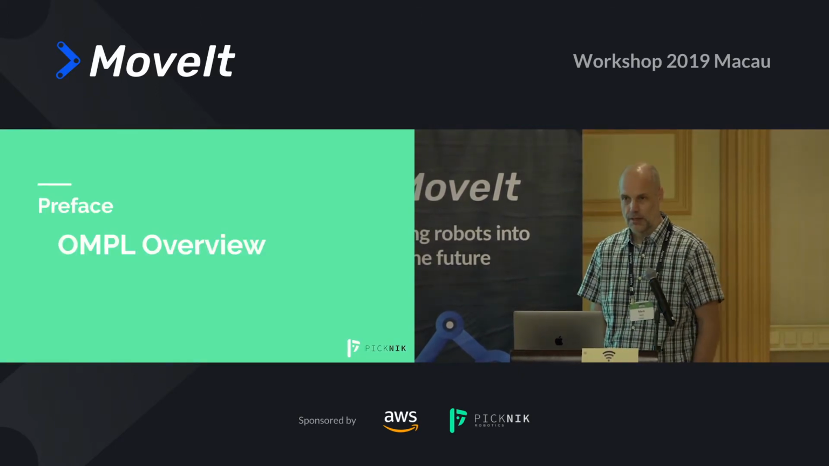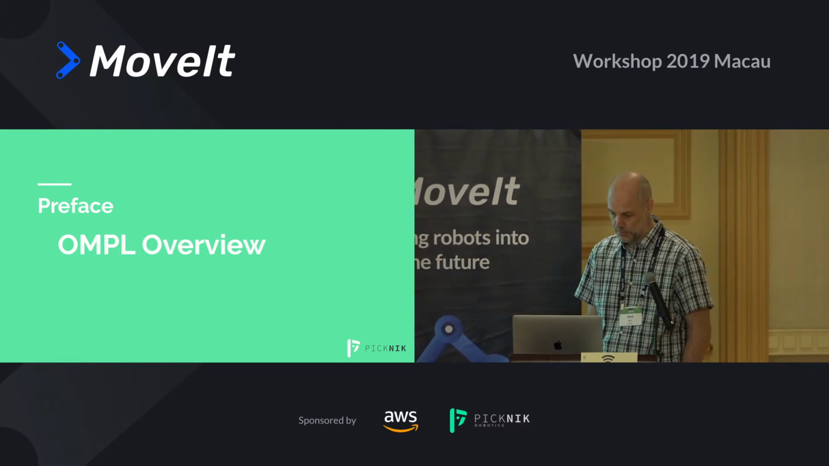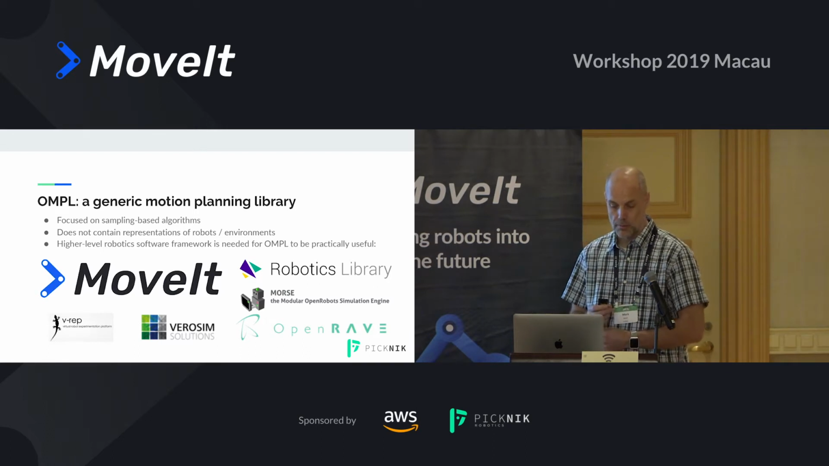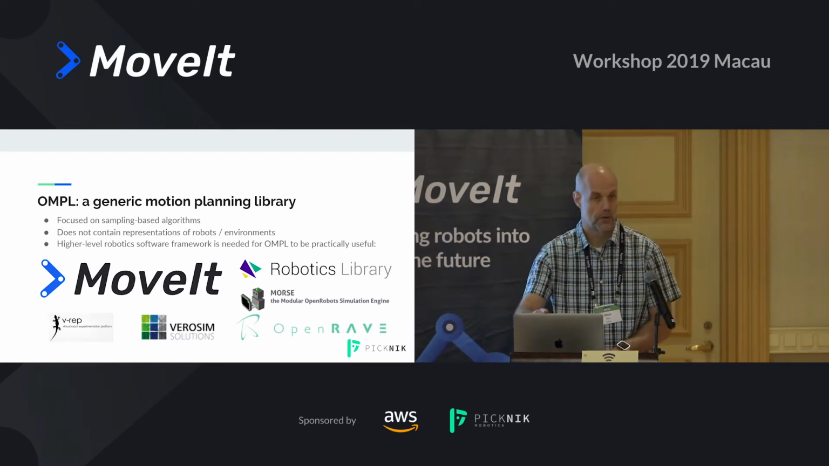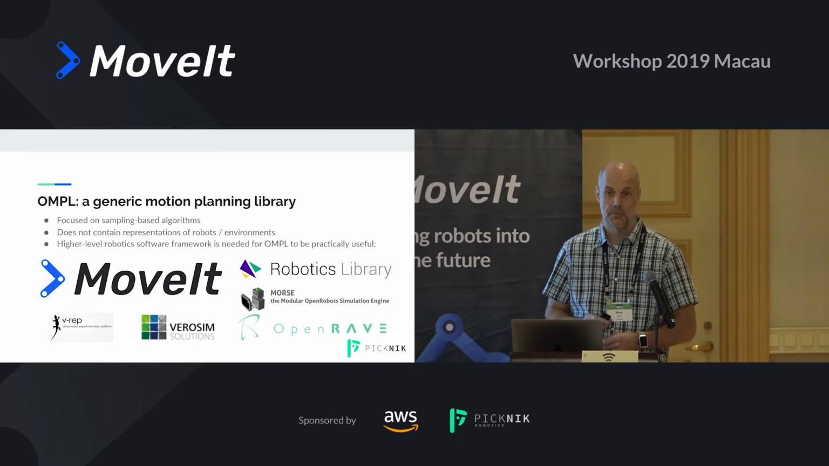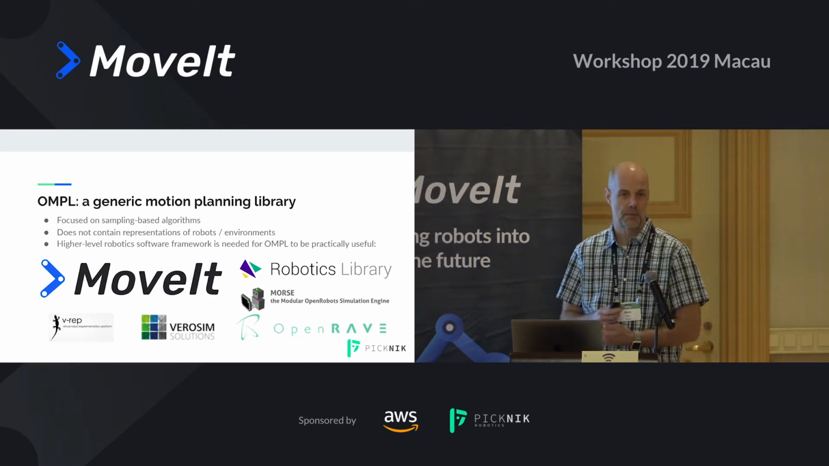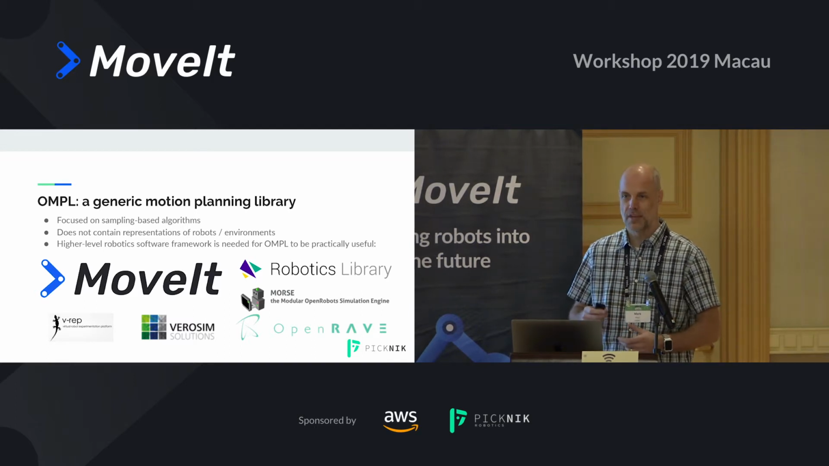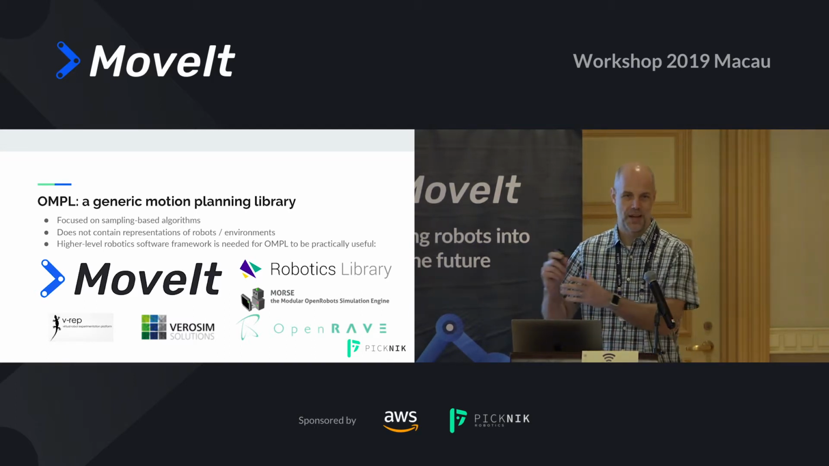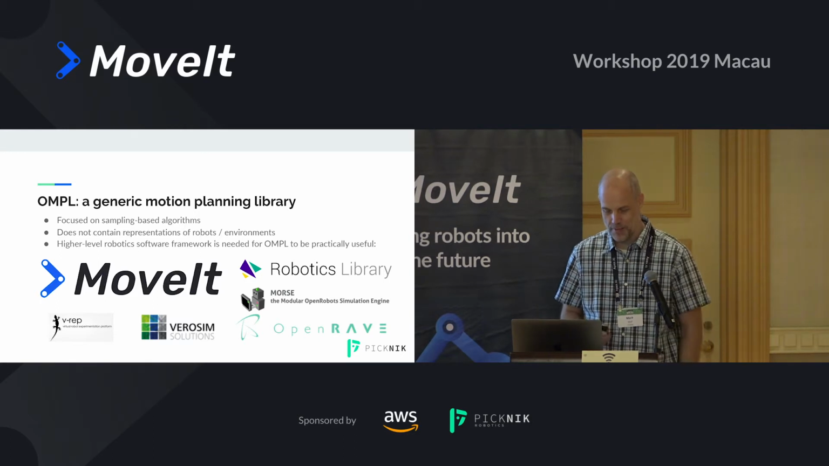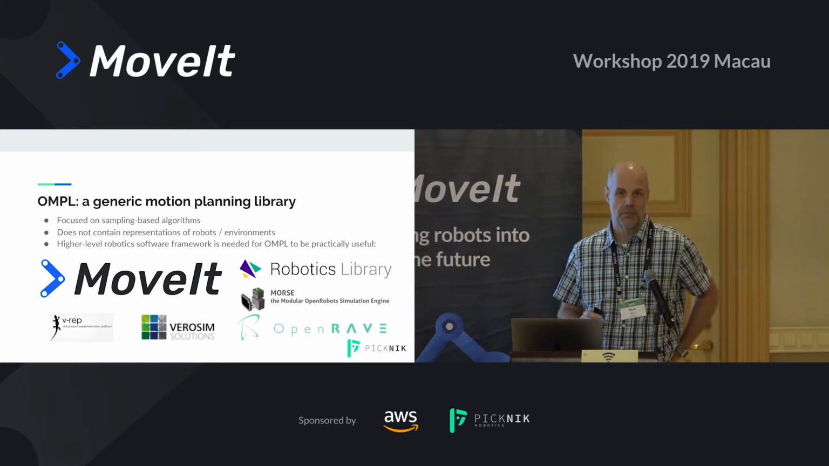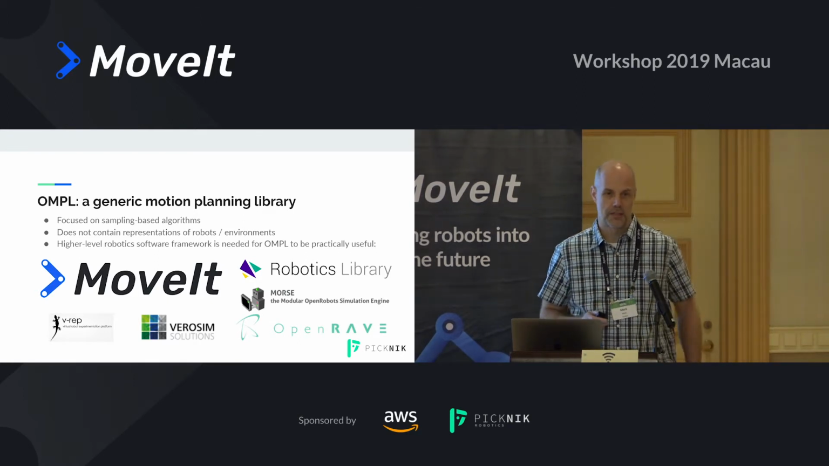All right, so a very brief overview of OMPL. OMPL was written as a generic robot motion planning library. It's focused on sampling-based algorithms, but we always had the idea that eventually we want to be able to add other kinds of planning algorithms to it. That hasn't really happened yet. Everybody wants to have their own brand of library, which is fine, but the API supports other kinds of planning approaches.